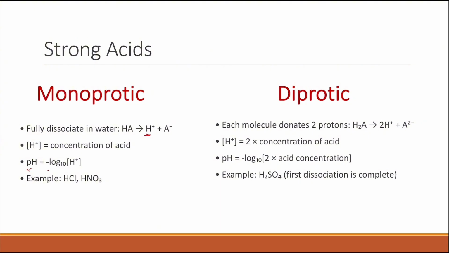So the pH, which is minus log 10 of the hydrogen ion concentration, will be minus log 10 of the concentration of the acid in the solution. Examples of that are hydrogen chloride and nitric acid. For the diprotic acid, something like sulfuric acid, each mole of the acid will give you 2 moles of the hydrogen ion. In this case, the hydrogen ion concentration will be 2 times the concentration of the acid. Again, you can calculate the pH as minus log 10 of 2 times the concentration of the acid. An example is sulfuric acid.